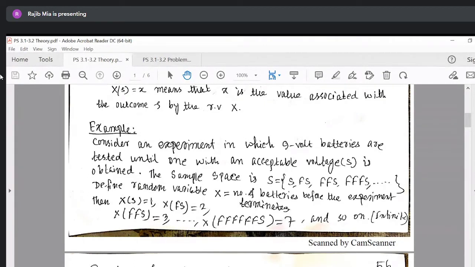Similarly, for the second outcome FS, we tested two batteries, so X(FS) equals 2, because we count the number of batteries before the experiment terminates. Similarly, X(FFS) equals 3, and so on. So the possible values of X will be 1, 2, 3, 4, 5, 6, 7, and so on. This is an example of a random experiment and a defined random variable.